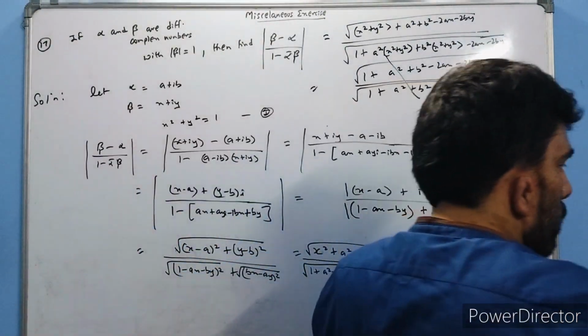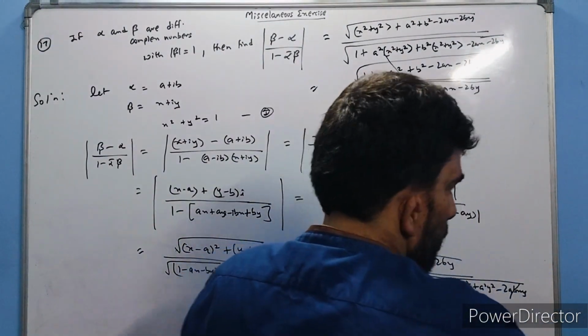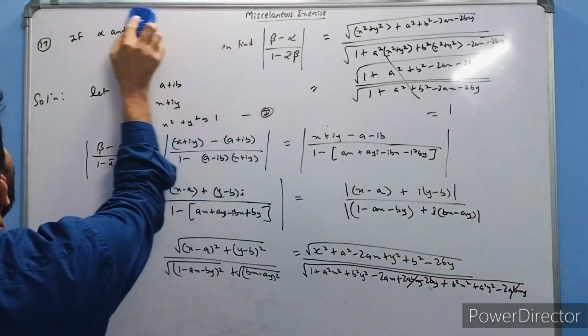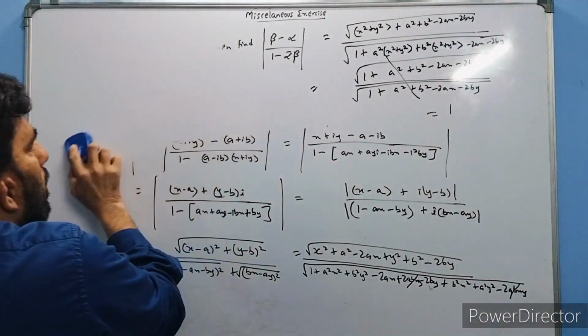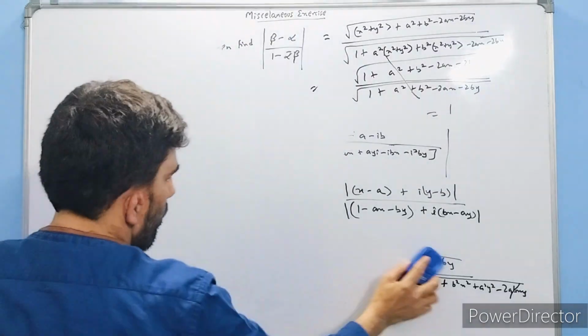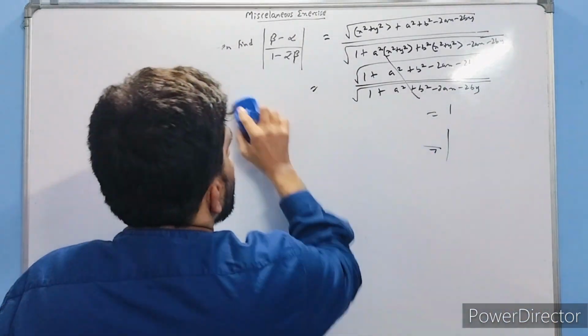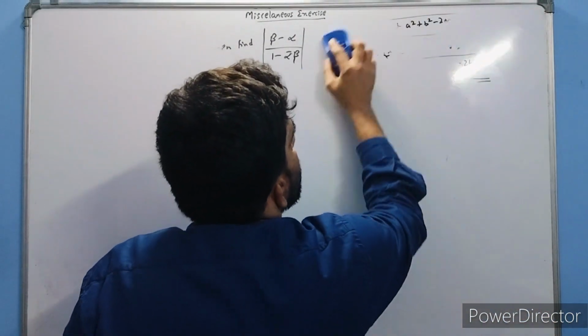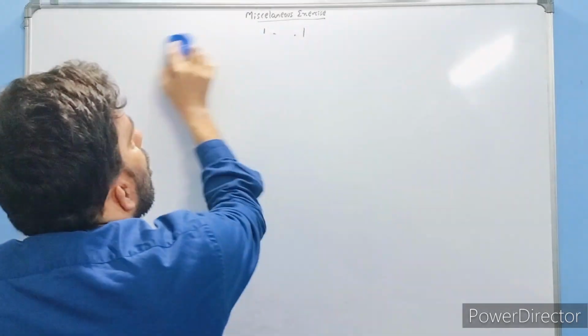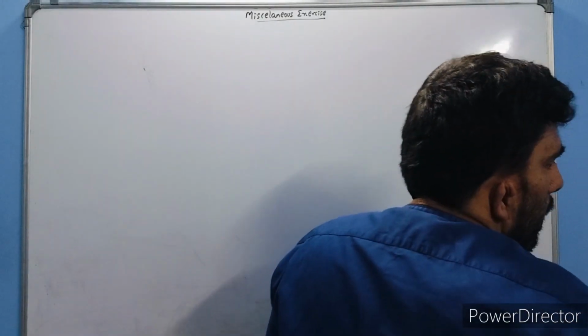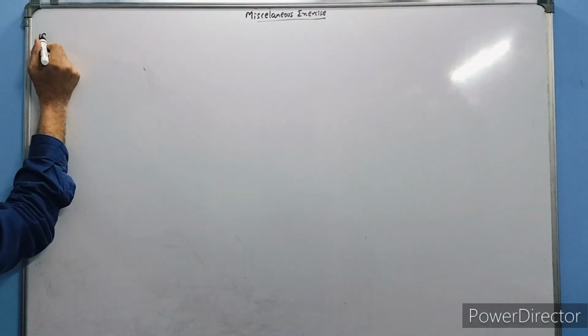Now let us try to solve the next question. We have solved only 17. We have just solved 17 questions from the miscellaneous exercise. Now we'll try to solve the 18th one. Let us see what they have given in this. What does the 18th question say?